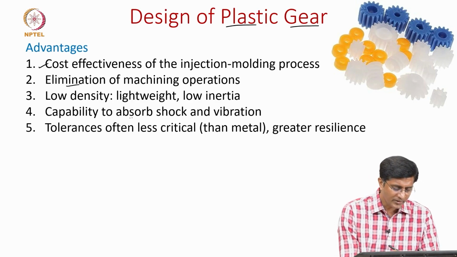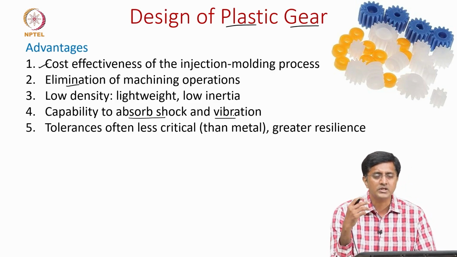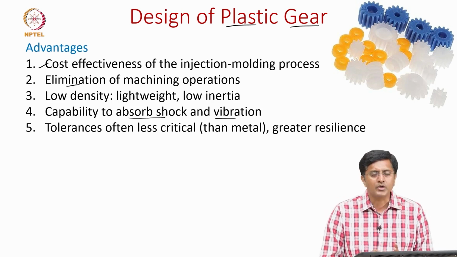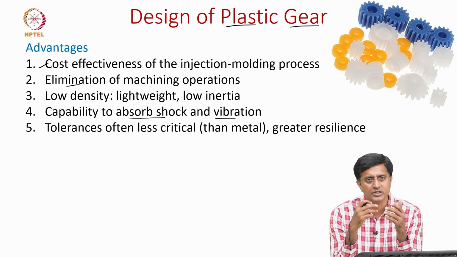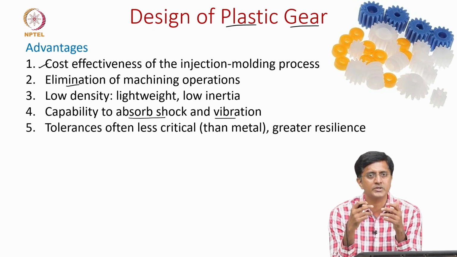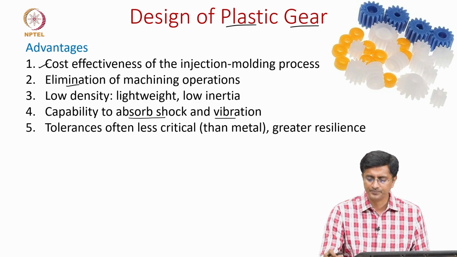And they have a good capability to absorb shock and vibration. This is because polymers are much more compliant than metals, meaning they can take large deformations before any permanent damage or failure occurs. Tolerances in plastic gears are less critical because of the greater compliance, which means we need not worry about the tolerances much, because even if there is a mismatch, the stress build-up because of that is very small, unlike in metals where the stress build-up is high and which can lead to failure.